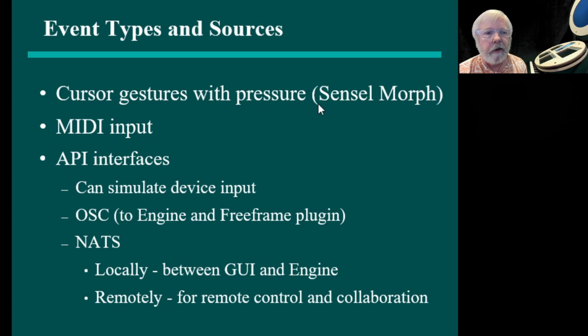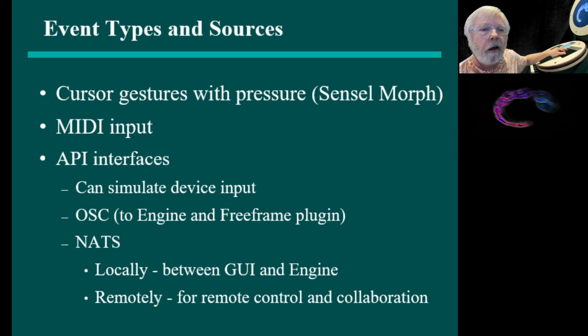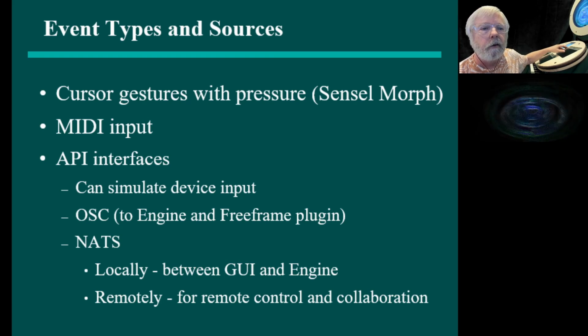So talking about events, I could have called this talk API-driven things. There's not much difference between APIs and events. An API is just a way that an event is transmitted. One type of event is cursor gestures, and the cursors I deal with are three-dimensional cursors. So you've got X, Y, and then the pressure is the third dimension.